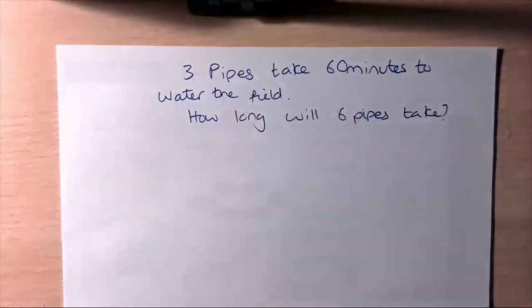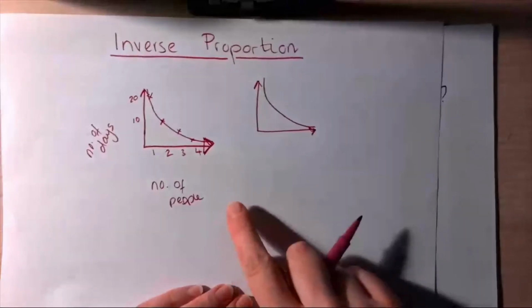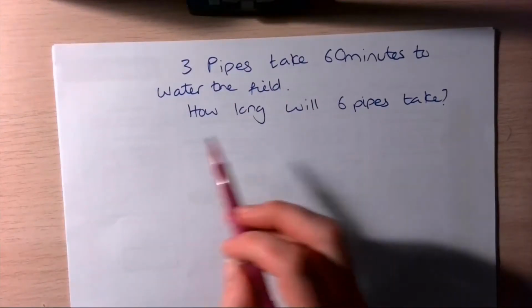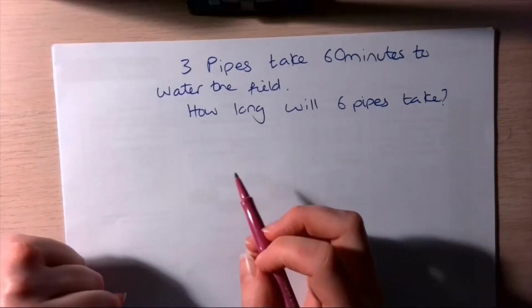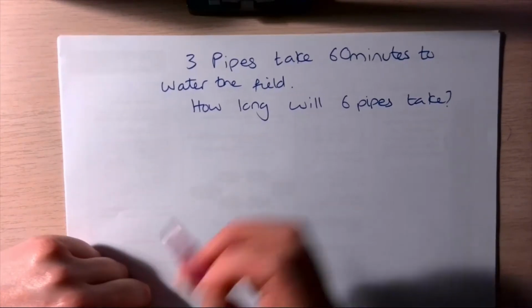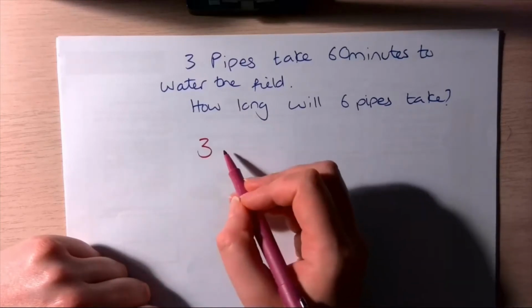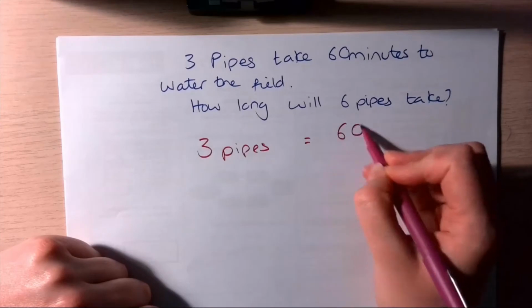Now, I've got some examples here just to show you how it works in real terms, because it's all very well knowing this, but we still have to apply it. So, 3 pipes take 60 minutes to water a field. How long will it take 6 pipes? These kind of questions are very much common sense related. Please don't rely too heavily on the maths without checking it makes sense at the end. I really like to approach these inverse proportion questions with the equal sign in the middle. So I'm going to put 3 pipes equals 60 minutes.